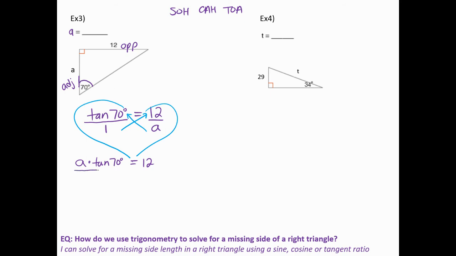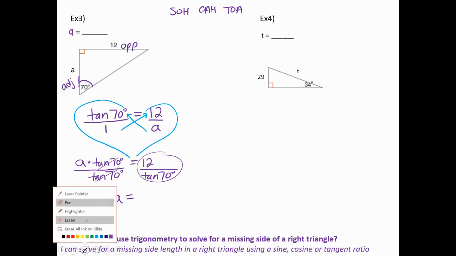So to get A all by itself, I'm going to divide both sides, do the inverse. It was multiply, so I'm going to divide by tangent 70. And notice the whole thing goes together. The tangent with the angle, they go together. So that's going to cancel out. Anything over itself is 1. So I get A equals, and then I'm going to type this business into my Desmos calculator.